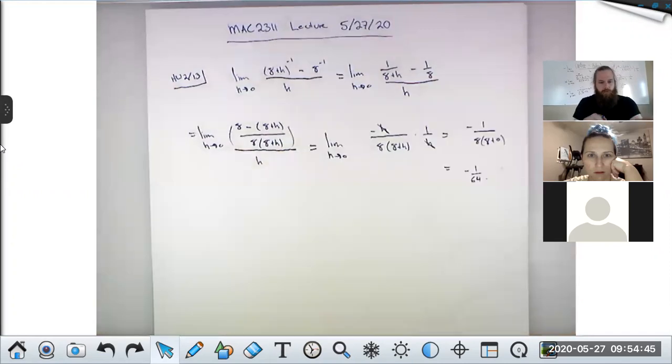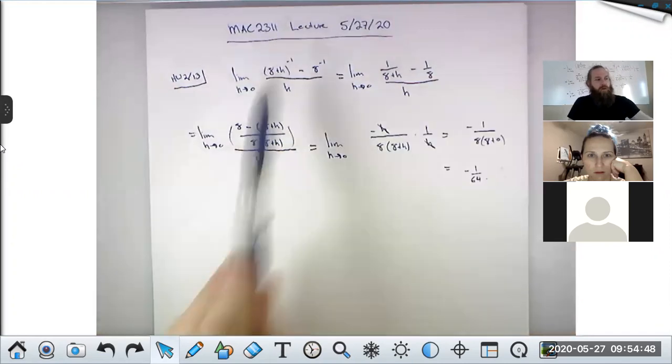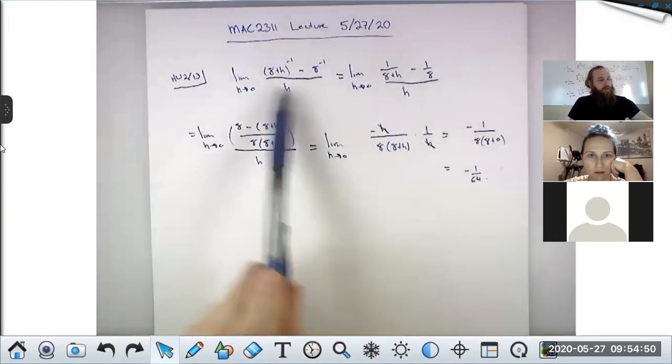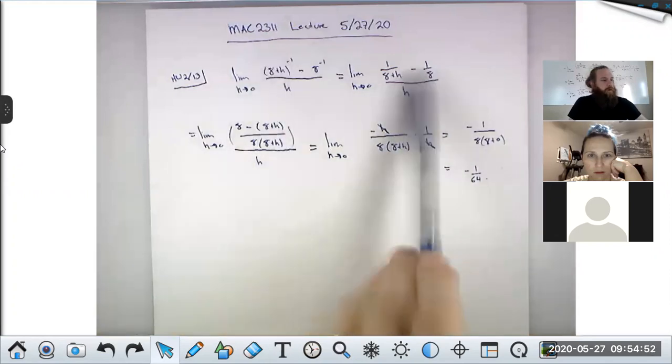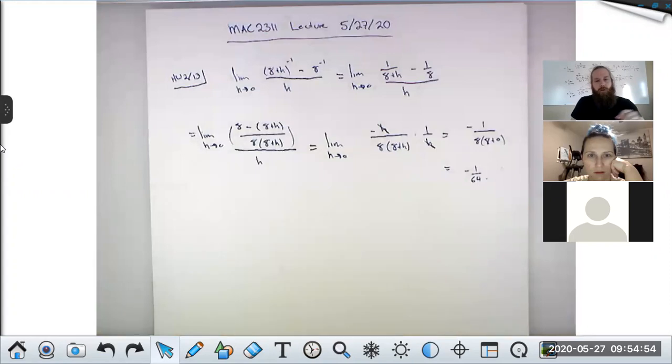Got it. Thank you so much. So the algebra steps here at the start are very important, right? Making sure that we interpret the negative first power correctly, and then knowing to have a common denominator. That's the whole game here.